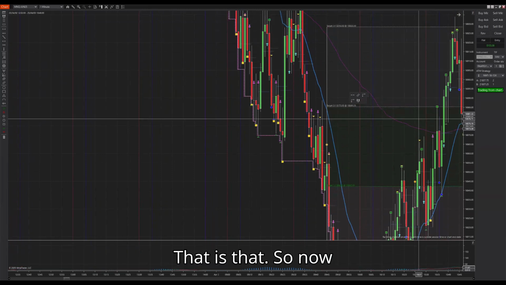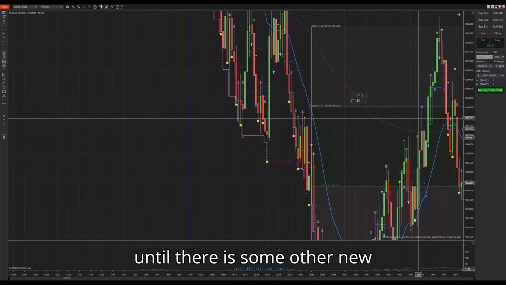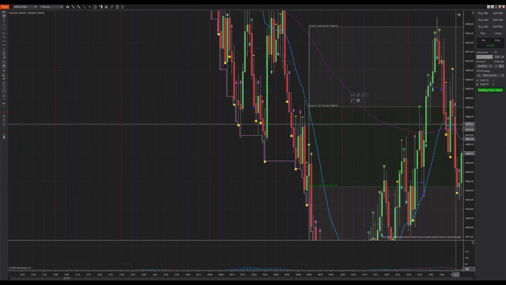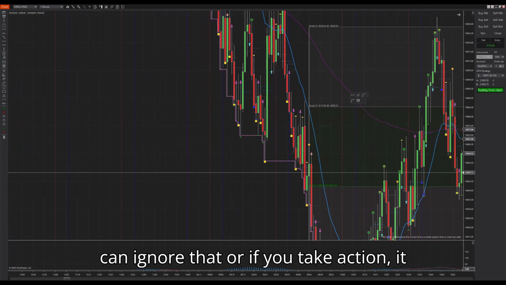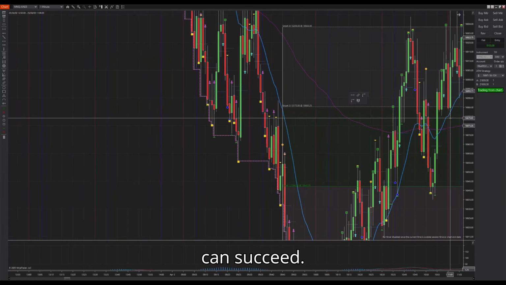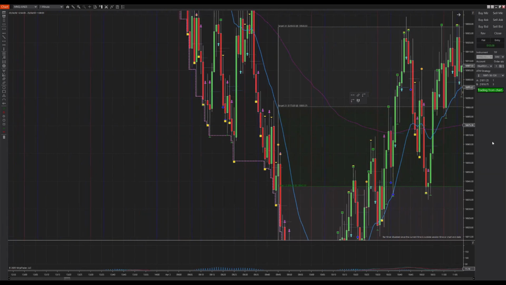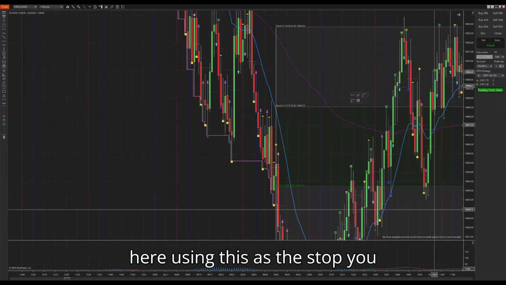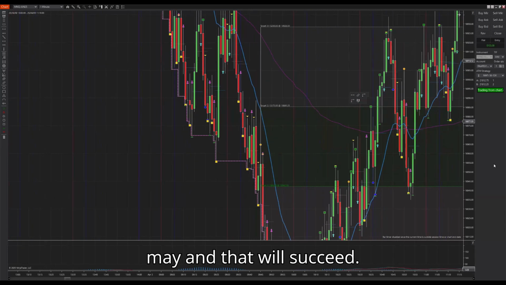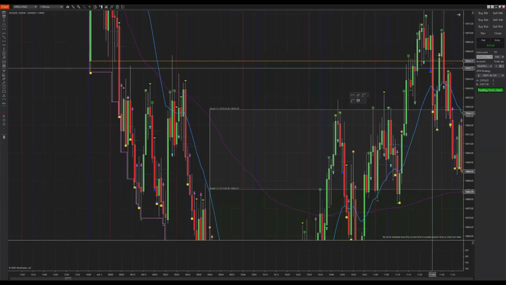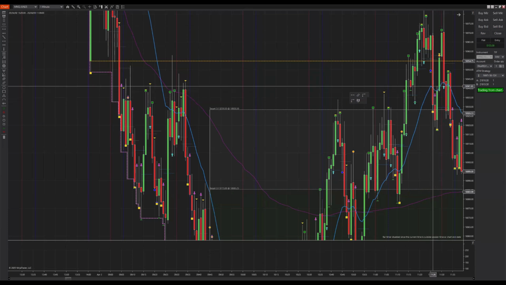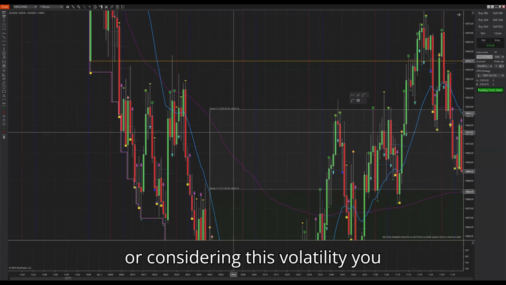That is that. So now until there is some other new indication, you can take action with these. Again, just like you ignored this, you can ignore that, or if you take action, it can succeed. So the signal is given here. You are looking at this. So if you want to enter here using this as the stop, you may, and that will succeed. So this one, if you did take this trade, you will stop out, or considering this volatility, you can just stay out.